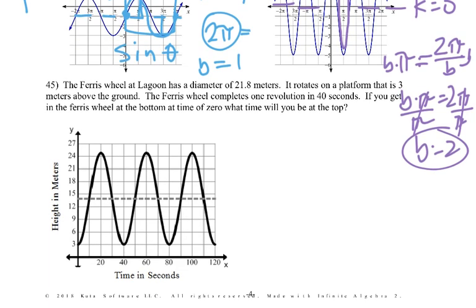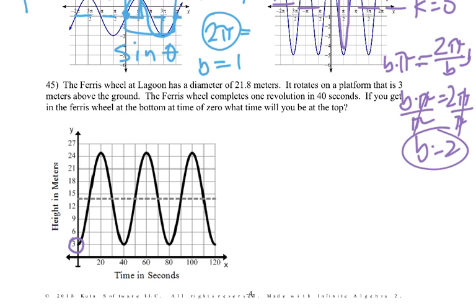Alright, 45. The Ferris wheel at Lagoon has a diameter of 21.8 meters. It rotates on a platform that is 3 meters above the ground. The Ferris wheel completes 1 revolution in 40 seconds. If you get in the Ferris wheel at the bottom at time 0, what time will you be at the top? Okay, so we're starting out down here, right?